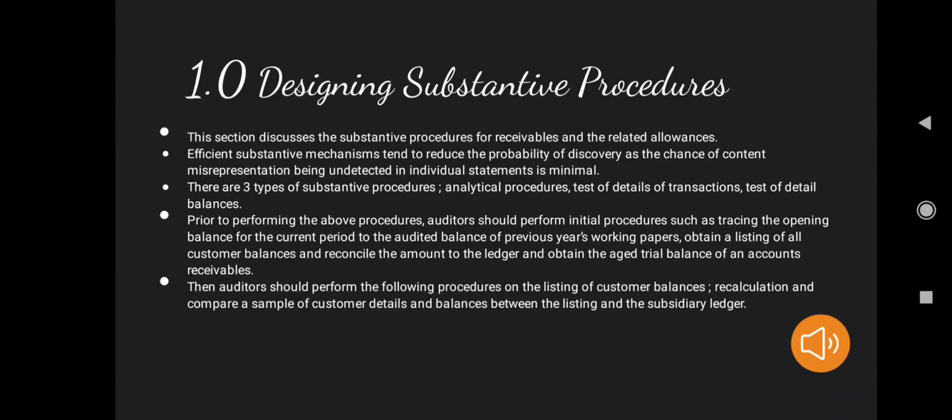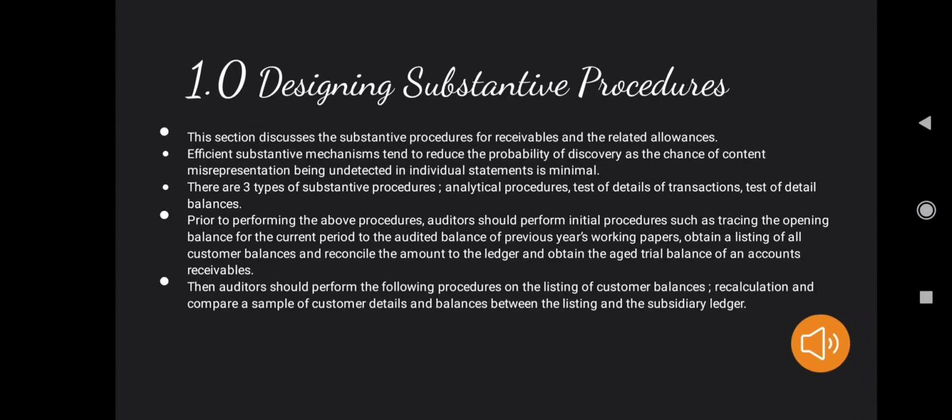Okay, next we will talk about designing substantive procedures. In this section we will discuss the substantive procedures for receivables and the related allowance. Efficient substantive procedures tend to reduce detection risk, as the chance of material misstatement being undetected in individual statements is minimal. And there are three types of substantive procedures: first, analytical procedures, test of details of transactions, and test of details of balances.